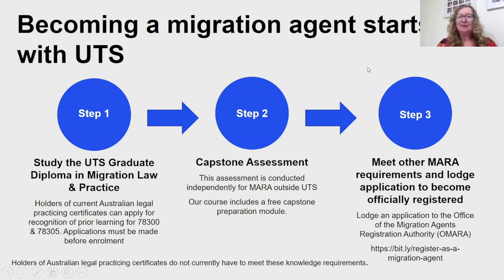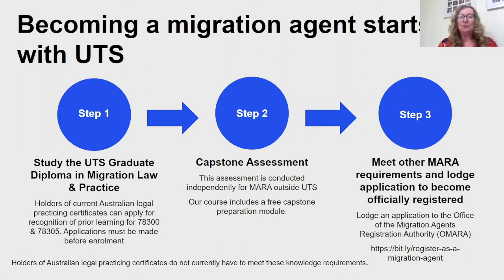As you can see from this slide, there are 3 steps to becoming a migration agent. If you do not hold a current Australian legal practicing certificate, then you must complete the Graduate Diploma in Migration Law and Practice, and you must complete this prescribed knowledge requirement at one of the approved providers. UTS is indeed one of the approved providers.